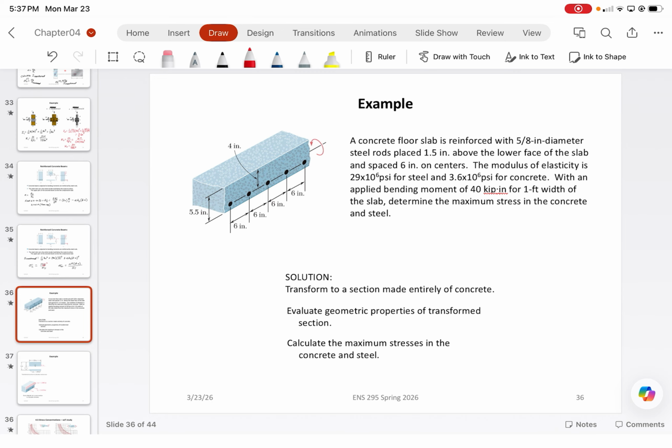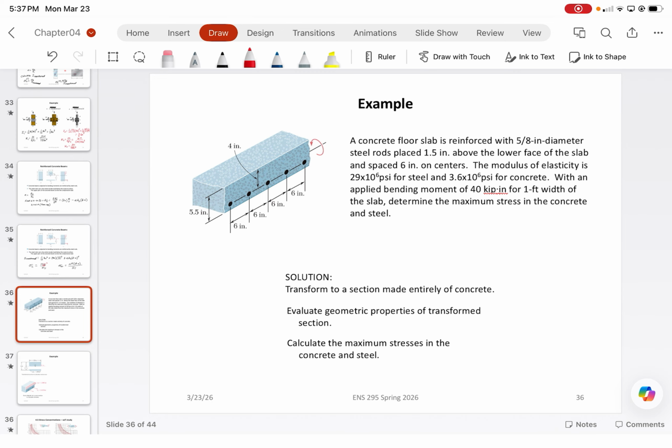A concrete floor slab is reinforced with 5/8 inch diameter steel rods placed 1.5 inches above the lower face of the slab and spaced 6 inches on center. So these are number 5 bars. The modulus of elasticity of the steel is set to 29,000 KSI and 3,600 KSI for the concrete. There's an applied bending moment within the slab of around 40 kip inches for a 1 foot width of slab. So we're basically analyzing the slab on a per foot basis.